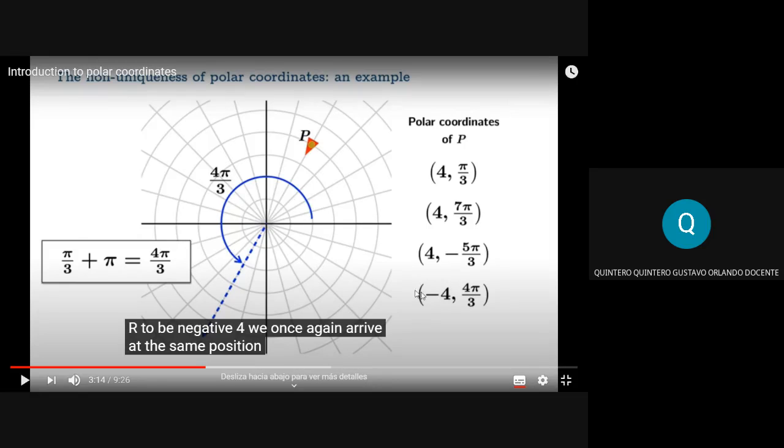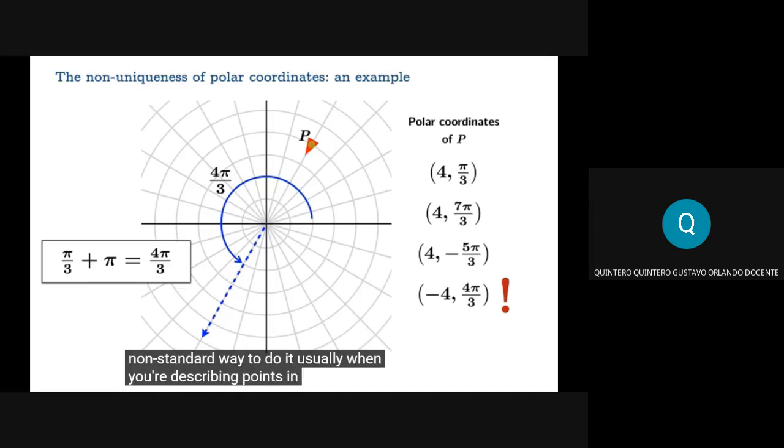Of course, that means I have to change the theta as well. Instead of 60 degrees, I now have 60 degrees plus half a circle: 60 plus 180. This is now 240 degrees. All right, let's continue with this. So here's a pretty non-standard way to do it. Usually, when you're describing points in the plane using polar coordinates, you try to use a positive value of r, but it's important to interpret what happens when r is negative, because you will often have to do so when you're dealing with polar equations. So this is yet another way to describe the very same point in the plane. Polar coordinates are non-unique. There are infinitely many ways to describe the same point.